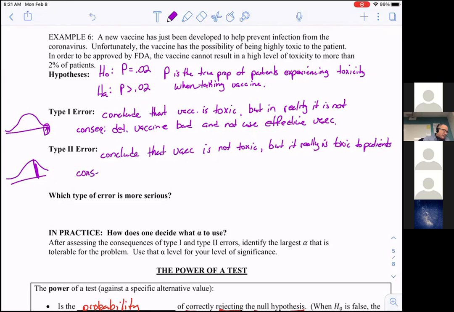Consequence here. Think about this. We conclude the vaccine is not toxic, but in reality, it is toxic. So now I have deemed this vaccine good to use. It's non-toxic, and I give it to a ton of people. However, in reality, it was toxic, and now I've made many, many people sick.